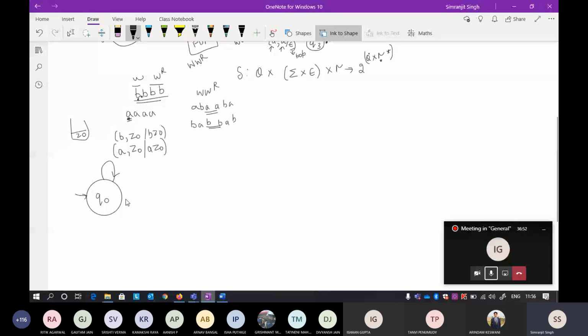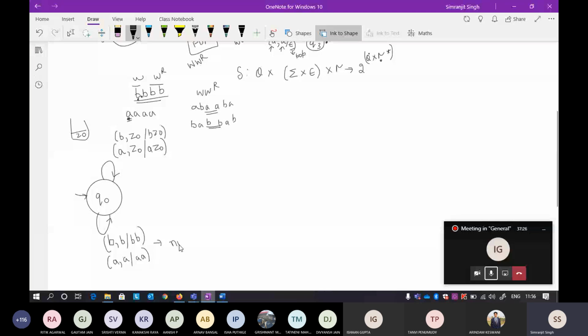Now the problem lies in the second B. You have to decide whether you assume it's a center or you assume it's not a center. First, you assume that it's not a center and you keep pushing. So when a B comes and at the top of the stack there is another B, you keep pushing it. And if an A comes and at the top of the stack there is an A, you again keep pushing. This is when you are assuming that there is no center.